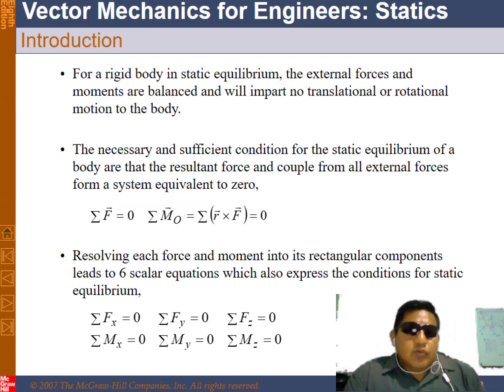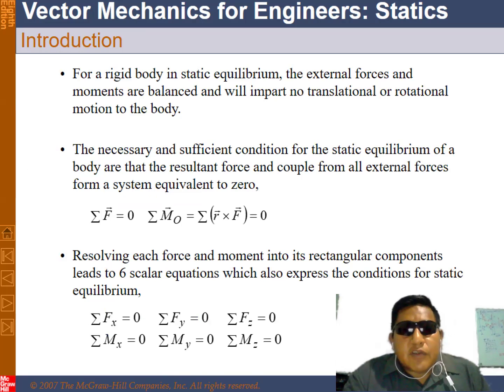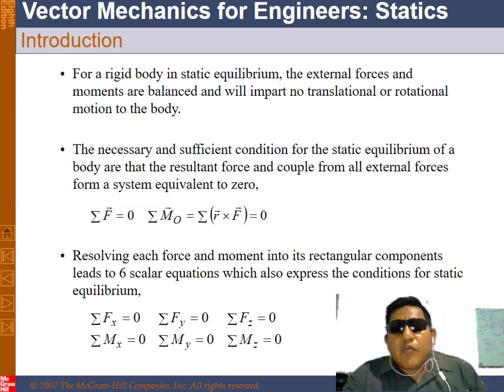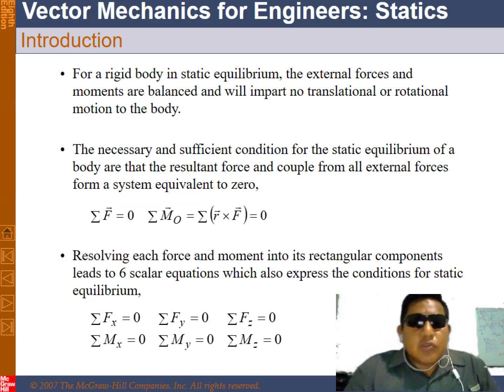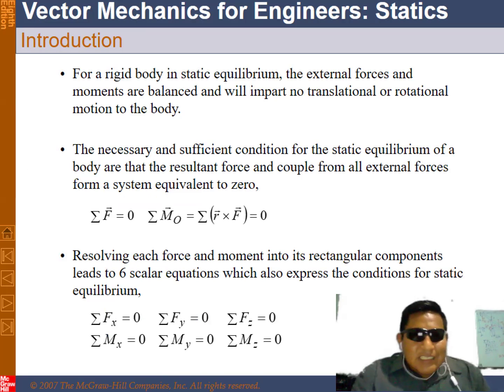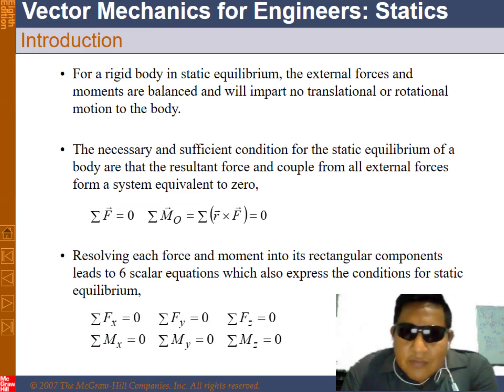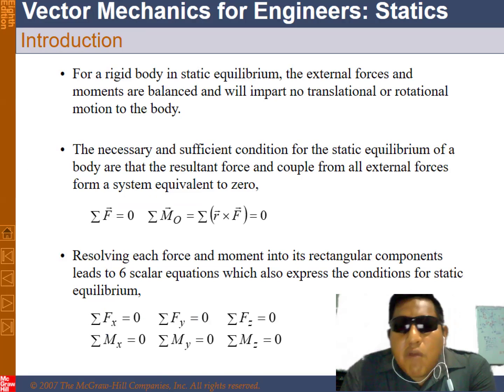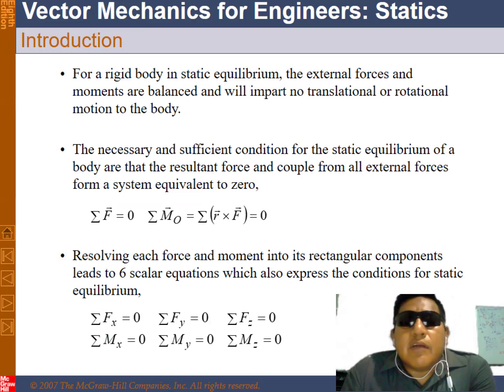This is the introduction. A rigid body is in static equilibrium when the external forces and moments are balanced, with no translation or rotational motion of the body. The necessary and sufficient condition for static equilibrium of a body is that the resultant force and the couple from the external forces are equal to zero.